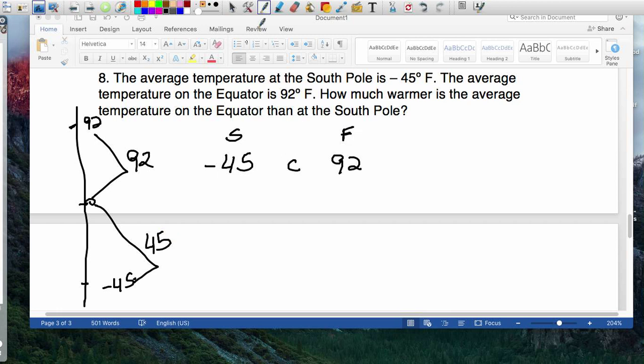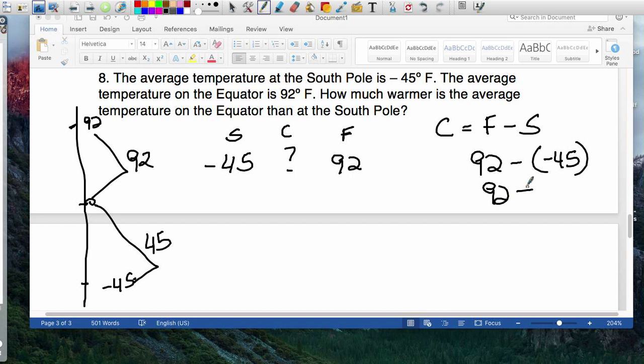Let me just erase this. That's the final, that's the start. I'm missing the change. So how do we find the change? The change is the final minus the start. So the final is 92 minus the start, which is negative 45. I'm going to change the subtraction to addition, and this is going to be the opposite, which is 45, and it's going to be 137. So how much warmer is the equator? The equator is 137 degrees warmer than the South Pole. That's crazy.